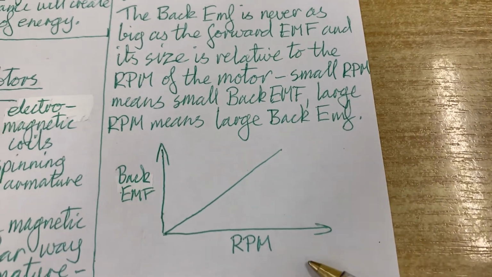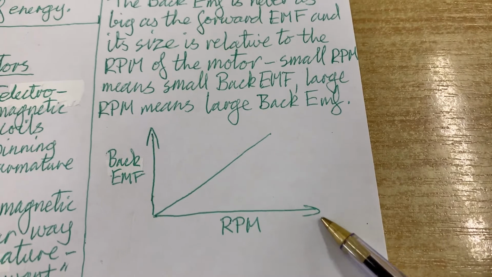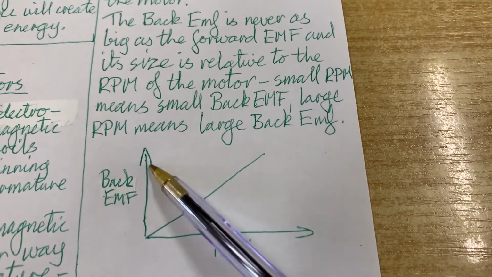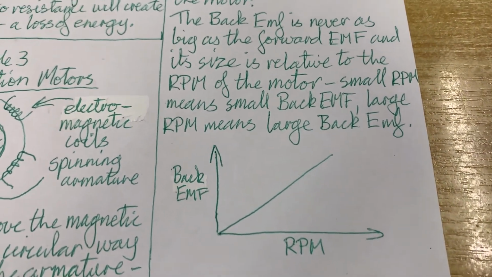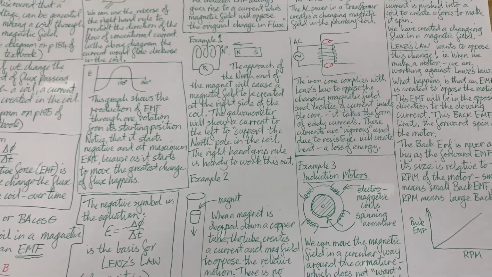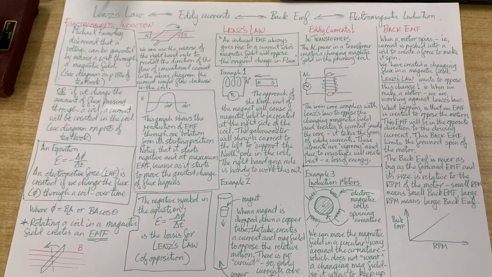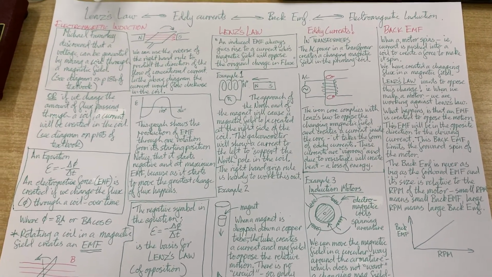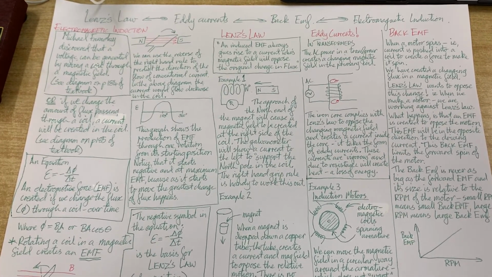All right, and I've just put a relationship. It's the last thing on the piece of paper here. Here's the RPM. As the RPM increases, we can see that the back EMF also increases. Okay, I'm hoping that this has given you a bit of a summary of how all of these concepts are linked together. I will send you a scan of this document as well as with this video, so that you've got that to refer to. And I'm hoping that it explains it a bit more for you and helps you in your revision.